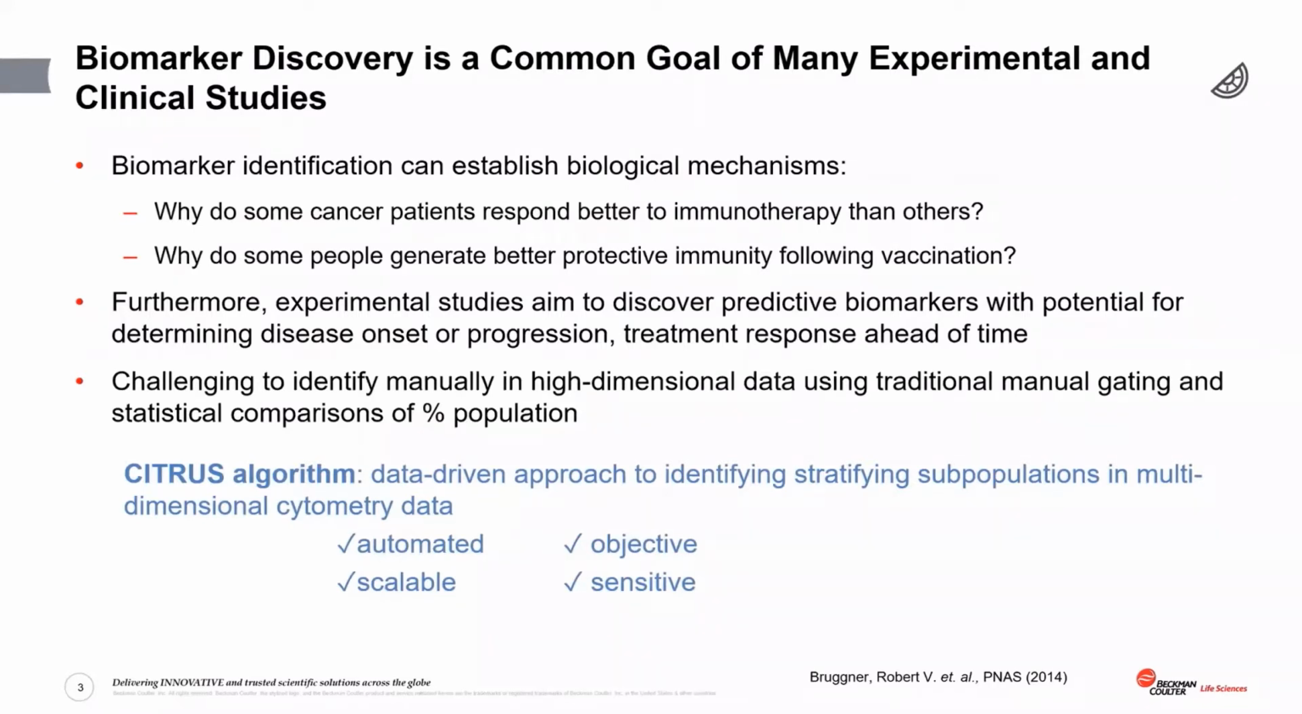These problems can be alleviated with the Citrus algorithm, which is a data-driven approach to identify differences in your multidimensional cytometry data. It's automated, objective, scalable, and sensitive to detect differences. That said, Citrus is a pretty complex tool, and today we hope to introduce you to it and develop enough understanding on how to use it in your workflow for the most success.